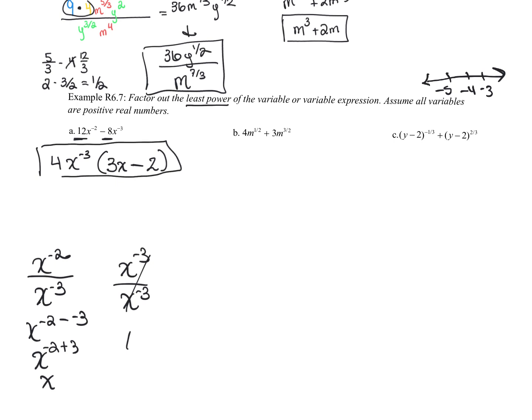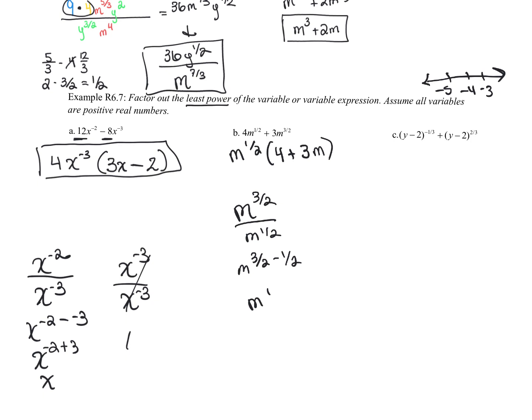Let's try again, because that was just a little bit tricky. So on the next one, they don't have a number in common. 4 and 3 don't have a number in common. The smaller thing between a half and 3/2 is a half. So I'm going to pull out an m to the 1/2. That leaves me with a 4 plus 3. m to the 3/2 divided by m to a 1/2 is m to the 3/2 minus a 1/2. That's m to the 1st. So this is just an m. By pulling out the least, we can see that our things inside the parentheses become nice and pretty.